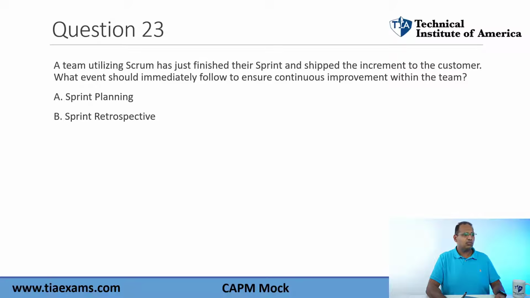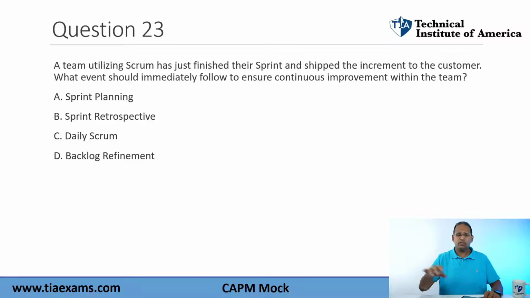Practice question number 23. A team utilizing Scrum has just finished their sprint and had shipped the increment to the customer. What event should immediately follow to ensure continuous improvement with the team? Okay, so they finish the sprint, they give the work to the customer to probably get reviewed. What is going to happen next? Sprint planning? Probably not. Sprint planning is when you determine what gets done in the next sprint.